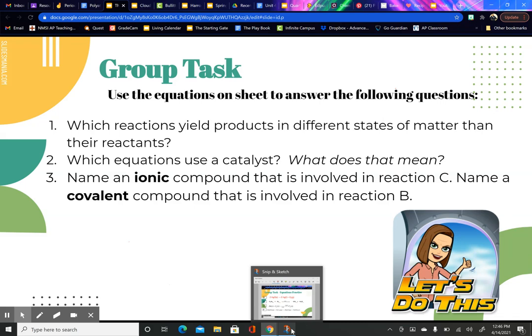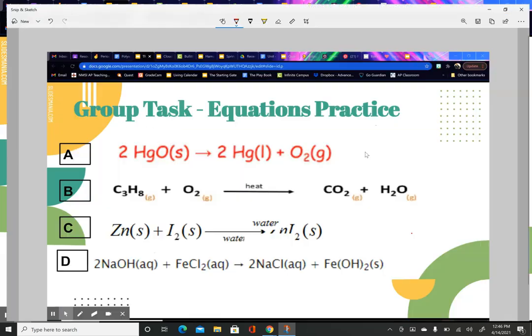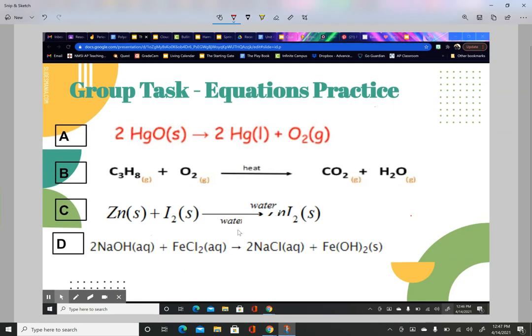Which ones yield products in different states of matter than their reactants? So in order to answer this question, when I look at this, I'm looking at the reactants, which are on the left, and I'm looking at the products which are on the right.